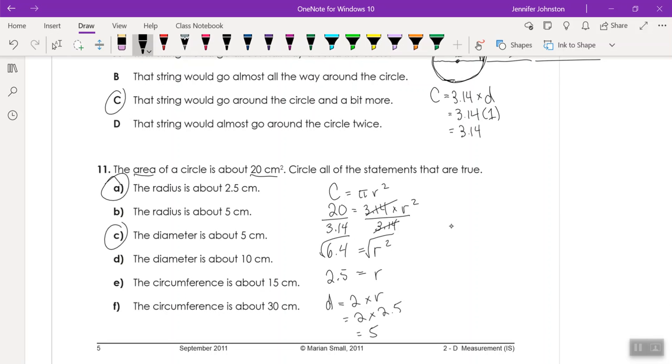And what about the circumference? The circumference is equal to 3.14 times the diameter, or pi times the diameter. So 3.14 times that diameter, which was 5. Go ahead and put that in our calculator. 3.14 times 5 gives us about 15.7 centimeters. And I don't know if you could say it's E, I guess. The circumference is about 15. It's more like 16, so yes and no. You can circle E if you like, and if not, that's fine.